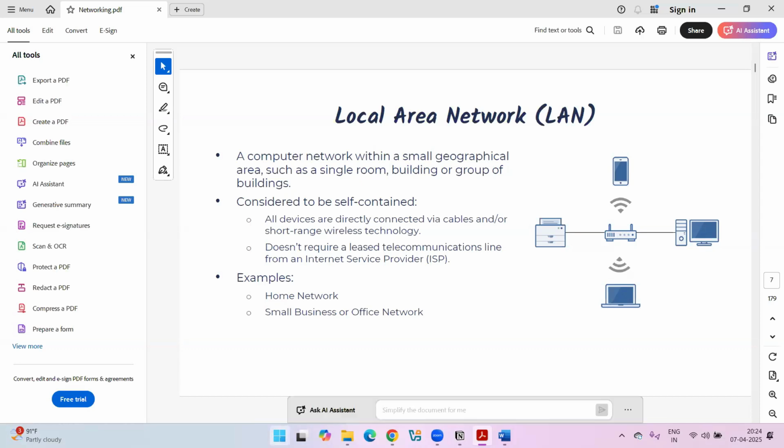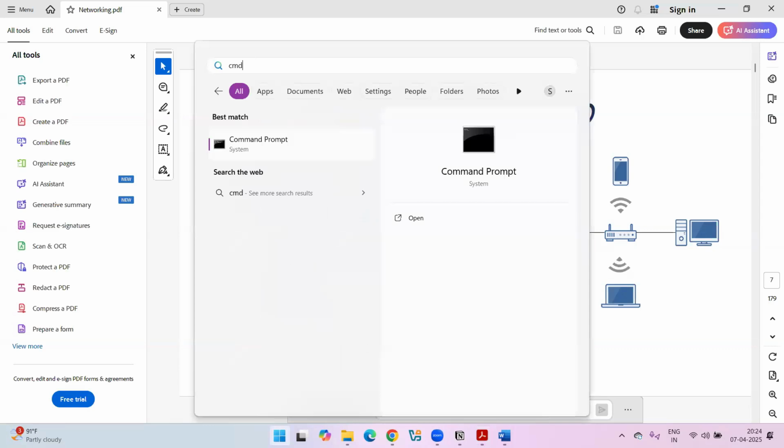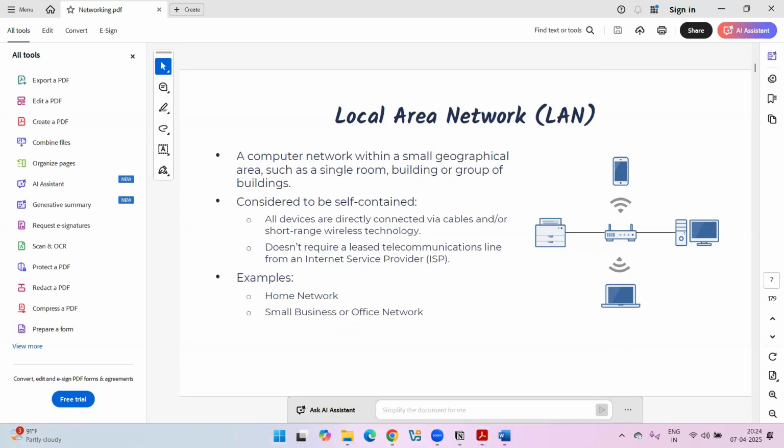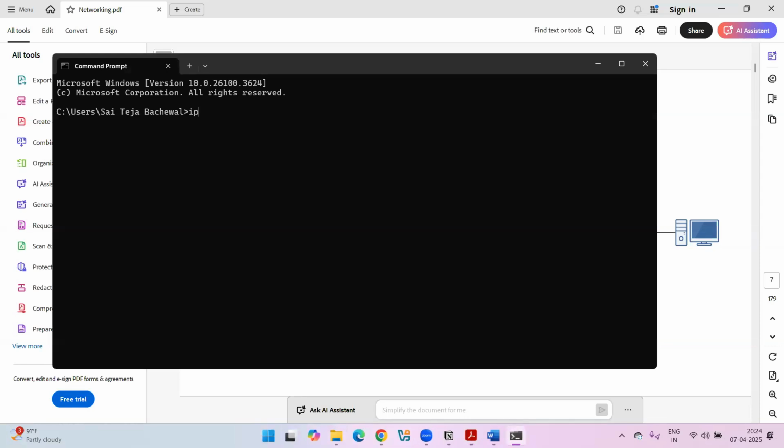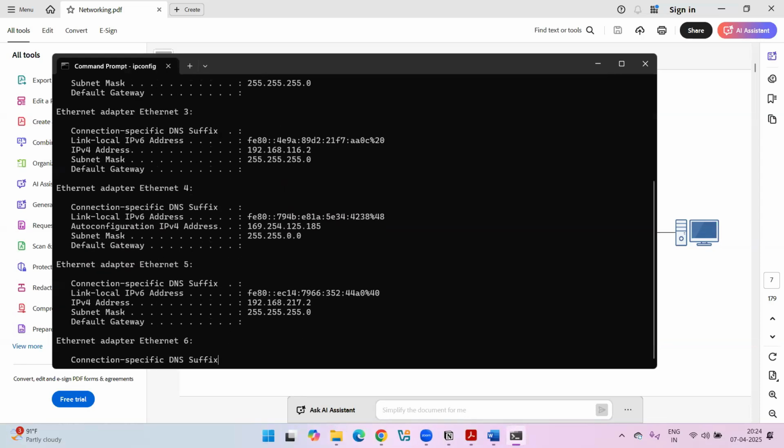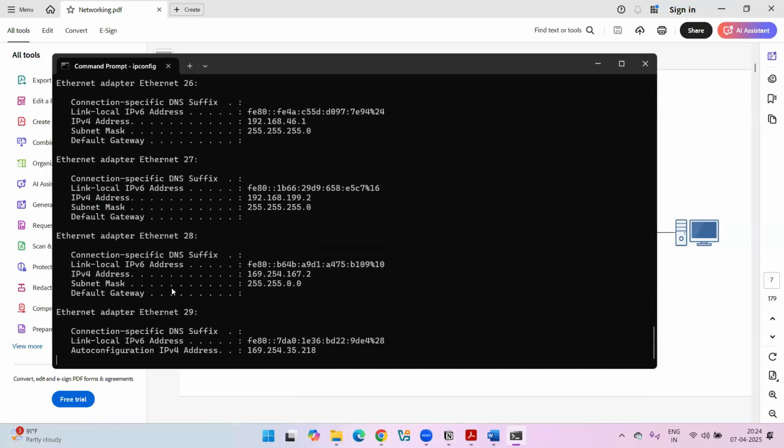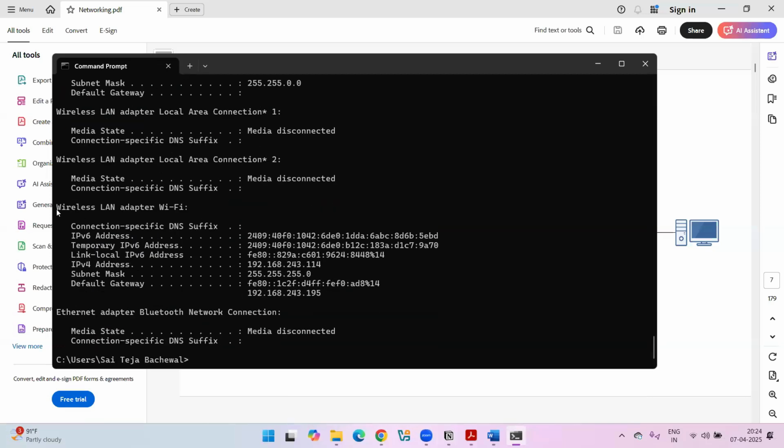So how do we check the private IP address? We open the command prompt, and if it is Windows, we type ipconfig. I have so many interfaces, but you check this wireless LAN. This is my private IP address. And my router, of course, has a public IP address, and it will also have a private IP address.